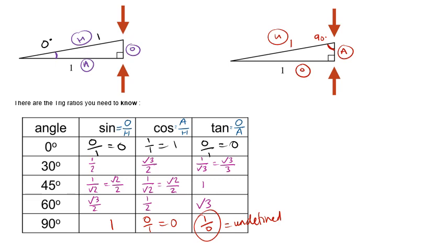Because remember what division means. So if we could do 1 divided by 0 and whatever number came out of that was x, what this is saying is that x times 0 will equal 1. Okay. Now, there's no number that if we multiply it by 0 is equal to 1. So that's why we say this is undefined.